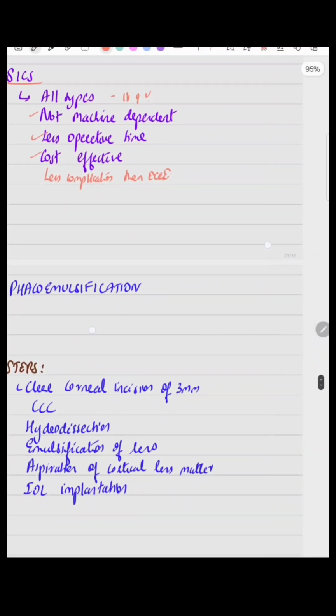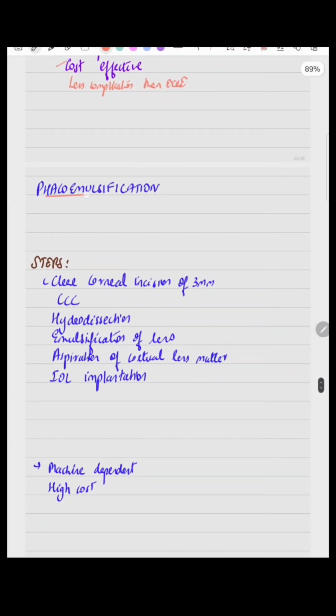Coming to phacoemulsification. Here topical anesthesia is sufficient in expert hands, with minimal postoperative complications like congestion, corneal complications and astigmatism. Steps: a clear corneal incision of 3 mm is made using a keratome and continuous curvilinear capsulorhexis is done, followed by hydrodissection, emulsification of the lens, aspiration of cortical lens matter and then IOL implantation.